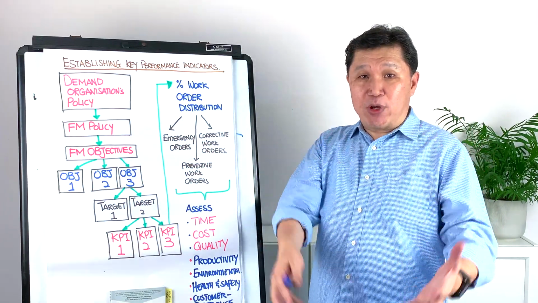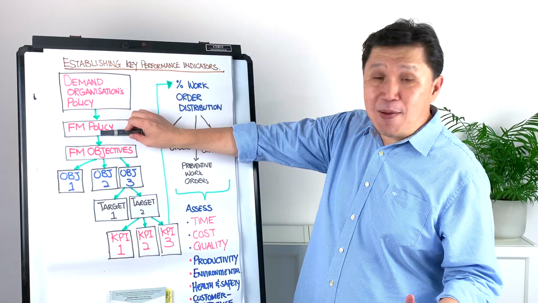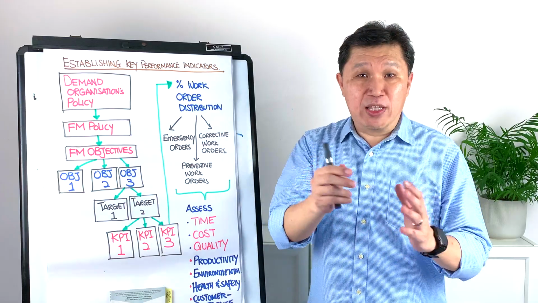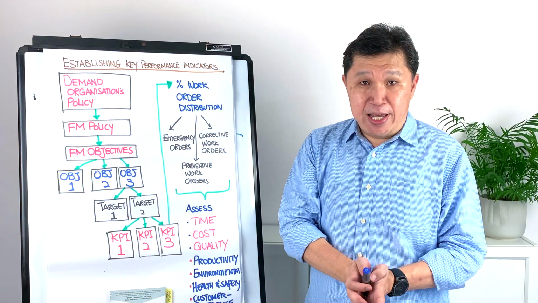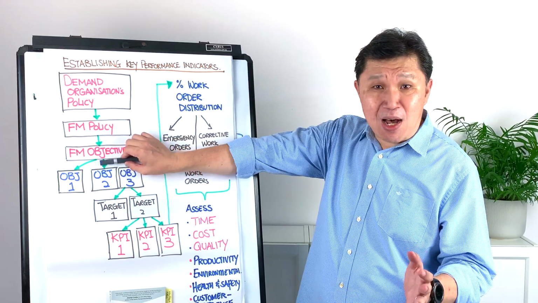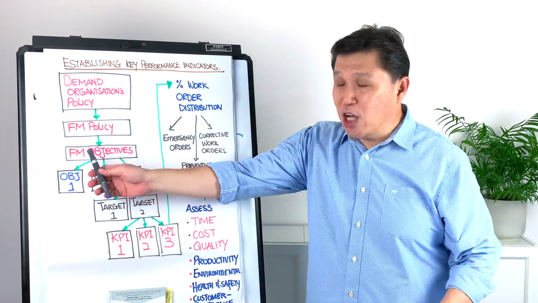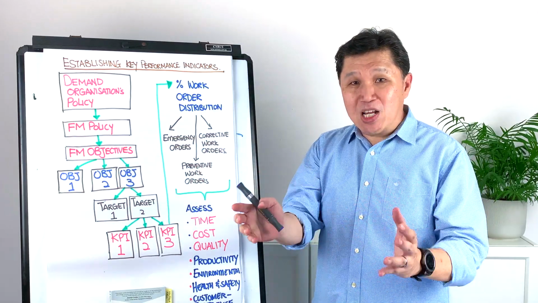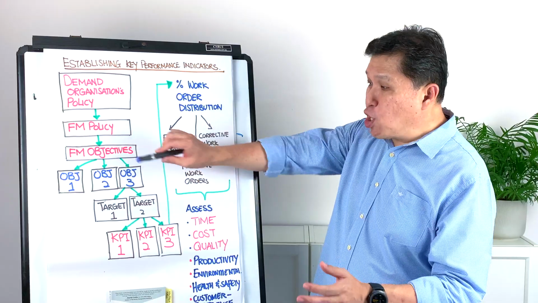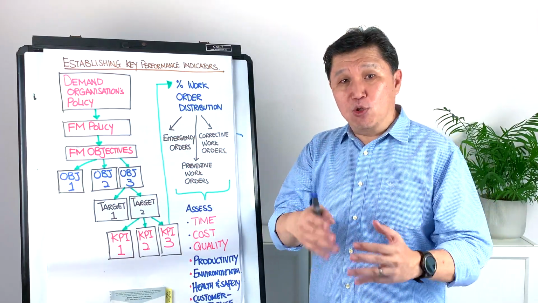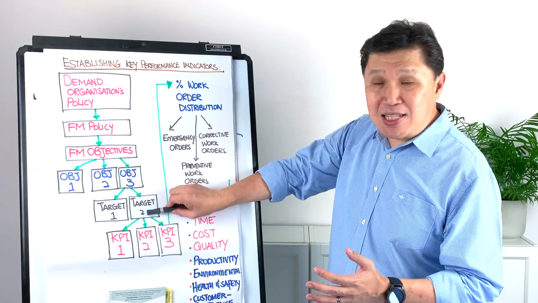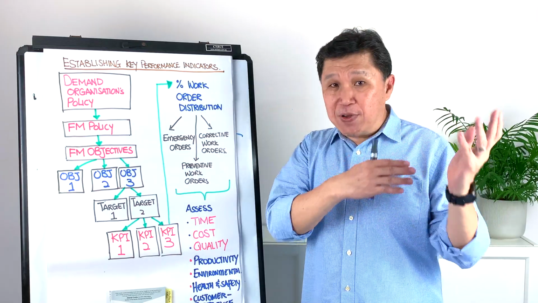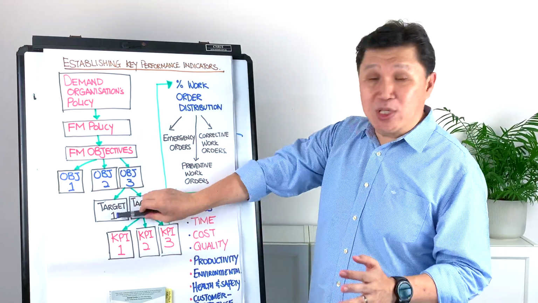All right, just a quick recap that FM policy has to be aligned to support your demand organization policy. And from the FM policies breaks down and cascade down into the objectives, right? Between 3 to 5 manageable objectives. And each objective will be broken down again to 3 to 5 and then sets the target, where in the last previous video, that's where we stopped.